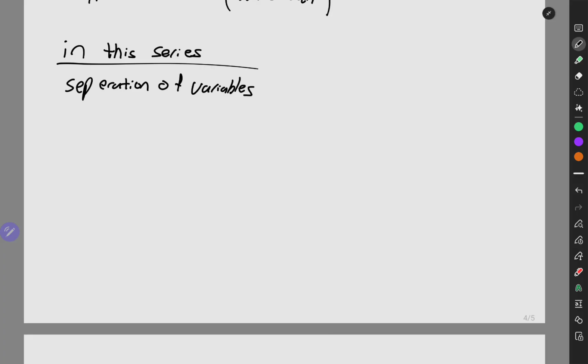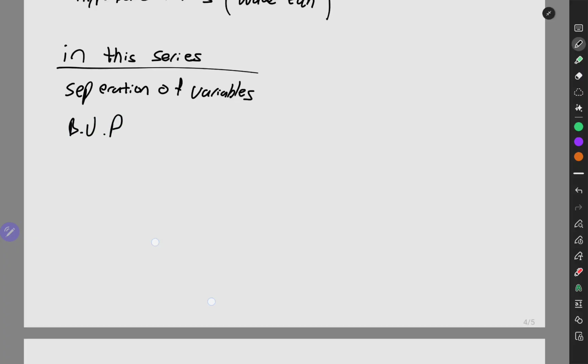I'll do an overview and then a bunch of examples, just like separation of variables. That's where it starts to get a little bit more involved, a little bit harder. So let me write that down. Boundary value problems. And then we're going to look at Fourier series.